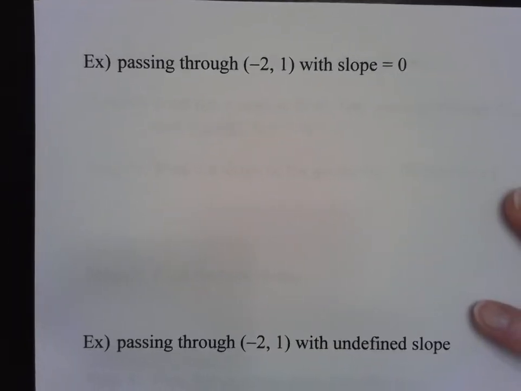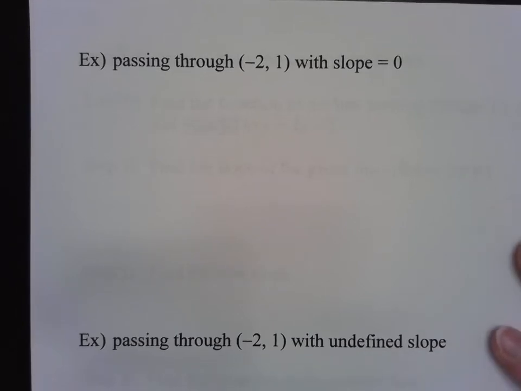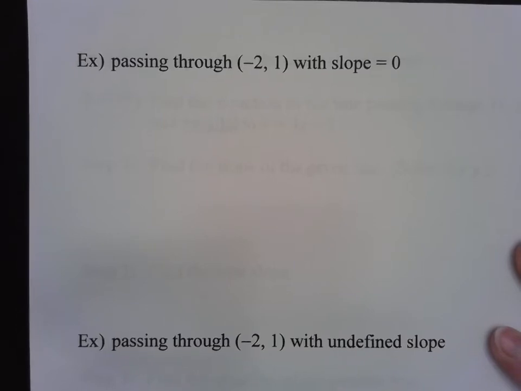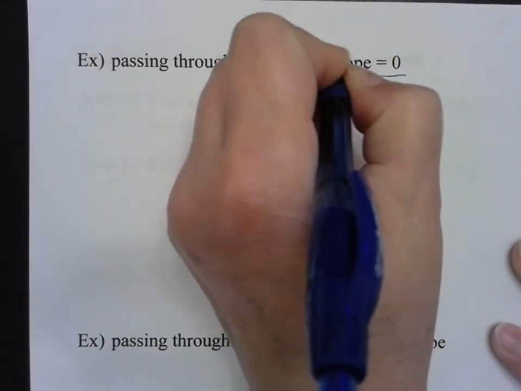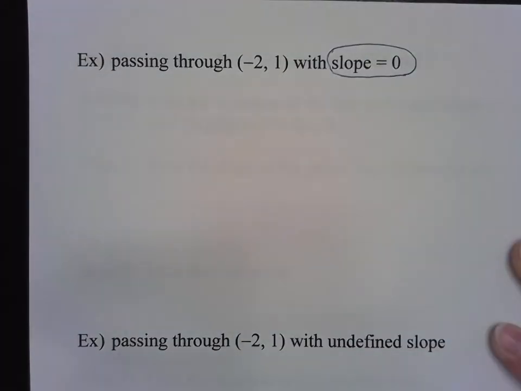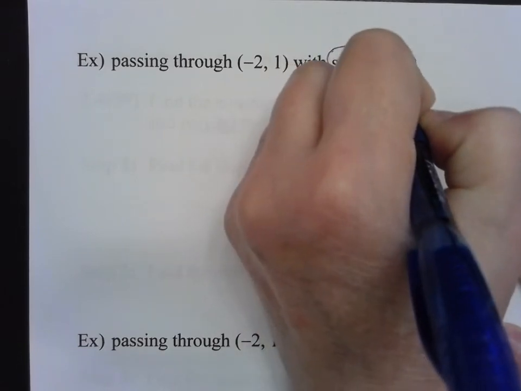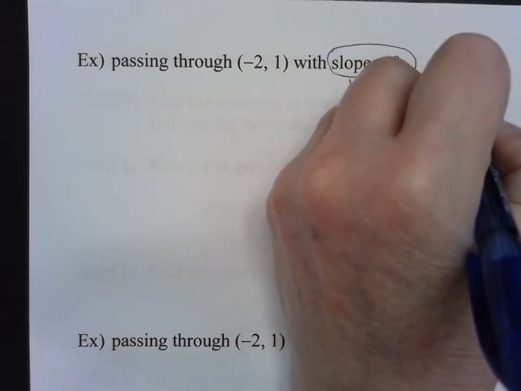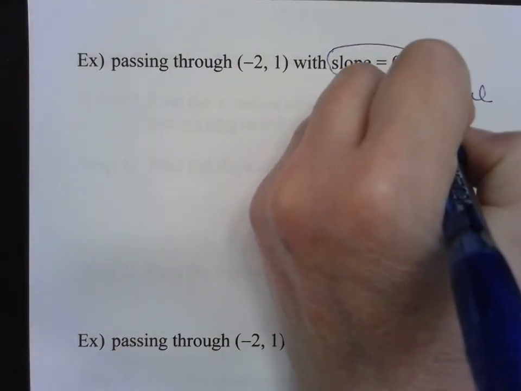Okay, here's another example. Say I want to find an equation of a line passing through the point (-2, 1) with slope 0. All right, so maybe you could start to get a hint that this is one that's going to be a little interesting. Maybe you remember what kind of line has the slope of 0? That's no slant, right? Flat ground. So that'd be a horizontal line.